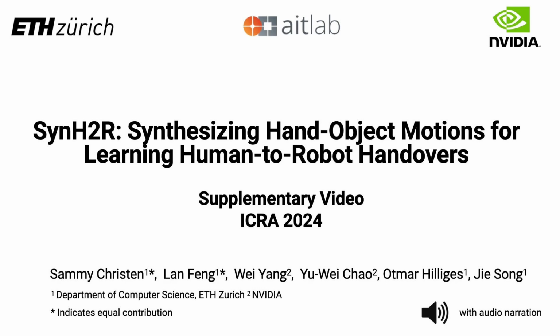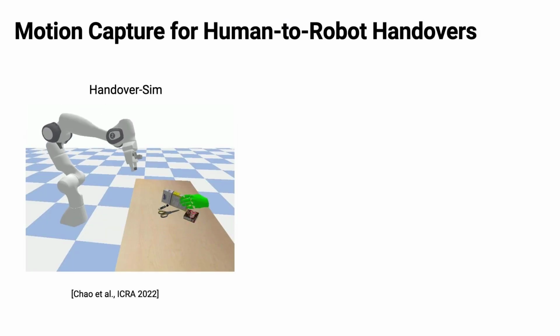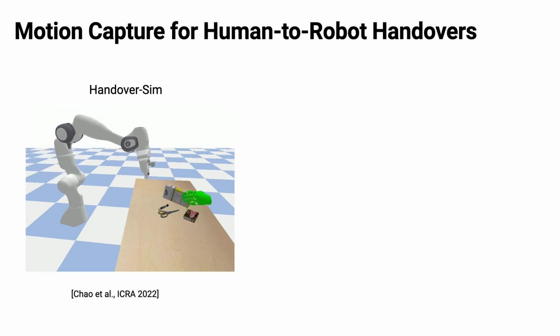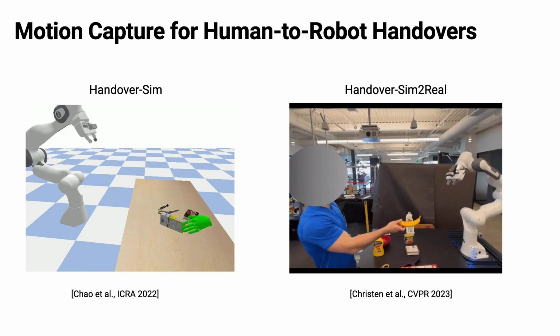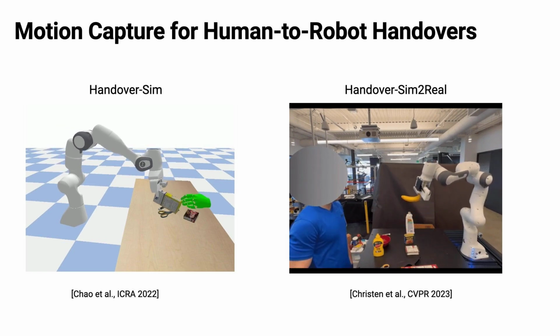We present SynH2R, a novel framework to synthesize hand-object motions for human-to-robot handovers. Handover Sim introduced a simulated environment to evaluate human-to-robot handovers. They leveraged the DexYCB dataset for simulating human handover motions. Christen et al. leveraged this simulated environment to train handover policies that transfer to a real system.